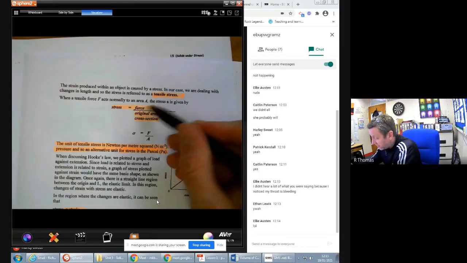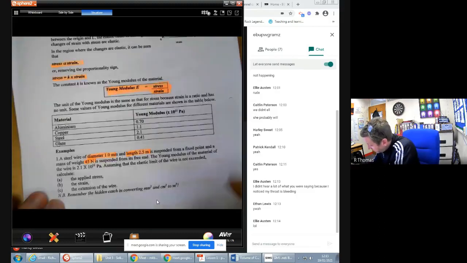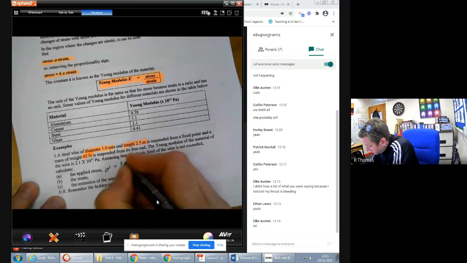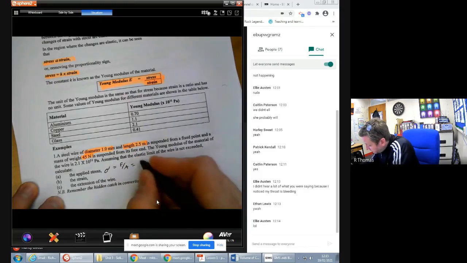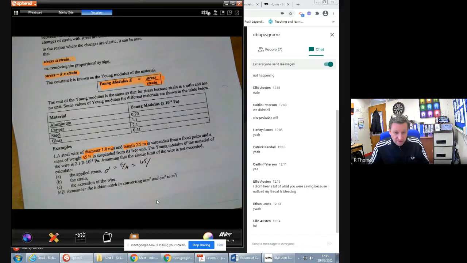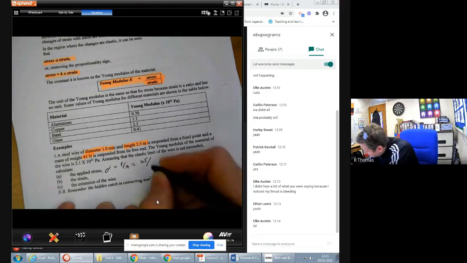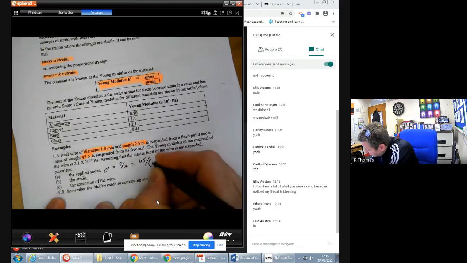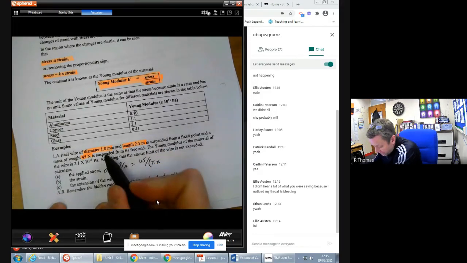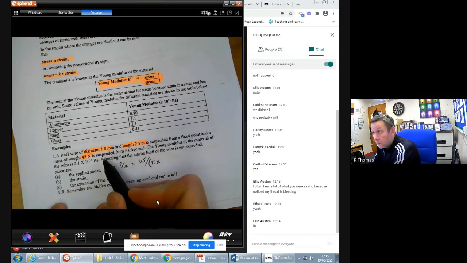And if you remember, as we said 5 minutes ago, stress is force divided by area. So sigma for stress is force divided by area. The force is 45 newtons. Now the cross-sectional area we don't know, but any wire we are going to assume is a cylinder. And of course, the cross-sectional area of a cylinder is a circle, so that's pi times radius squared. So you're going to do 45 divided by pi times... now, if the diameter is 1 millimeter, the radius is half a millimeter.